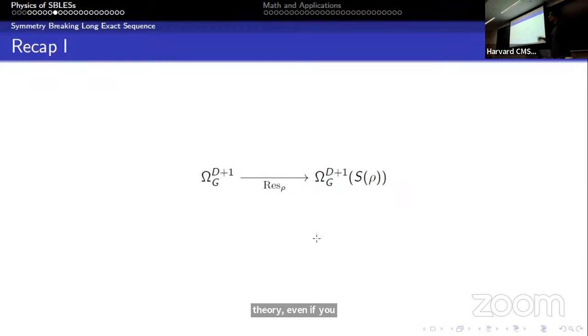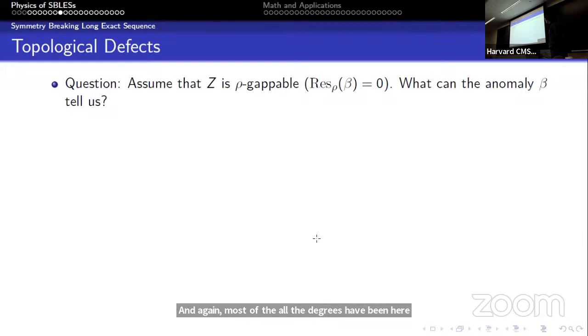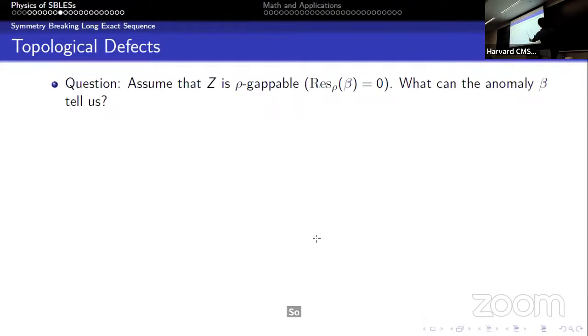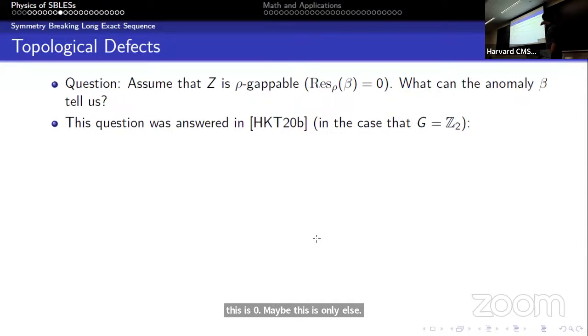Great. So moving forward, we only have one map. I promised you three. Okay, so let's try to get to the other one. Now let's assume that Z is row gappable. For the anomaly, all we really need to say is just that the residual anomaly becomes zero. Well, can the anomaly tell us anything more? Maybe this is the only thing it tells. But in fact, it can tell us more. And this is already answered by a previous paper in the case where G is. And I want to revisit what they argue.